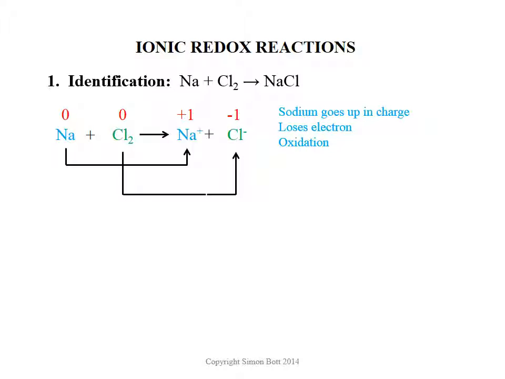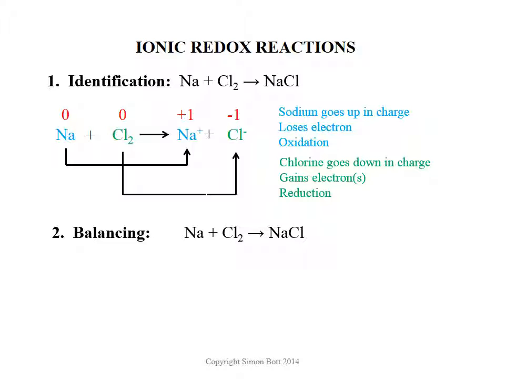So as we go from the left to the right, we see that the chlorine has gone down in charge, become more negative. The only way to do that is to gain electrons. Therefore, we say that the chlorine has undergone reduction. We can use this process to help us balance the equations.